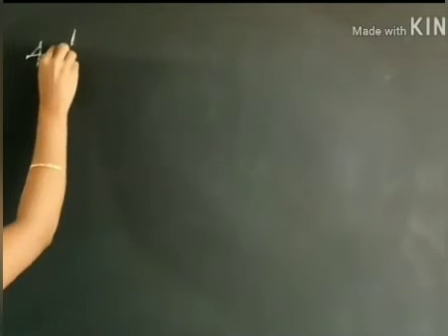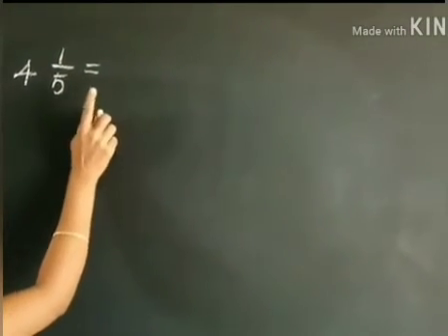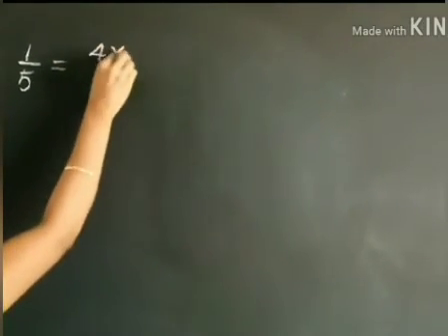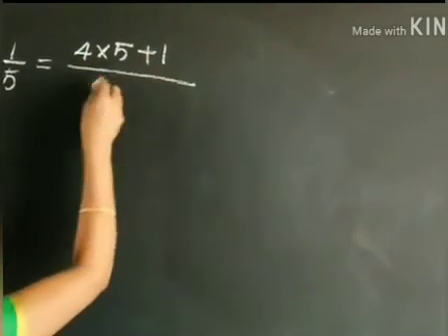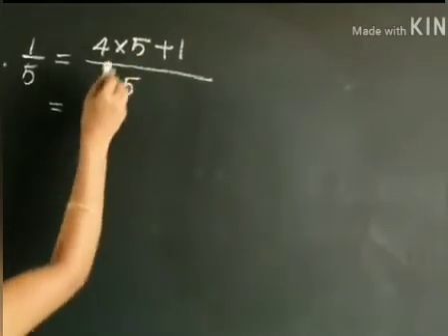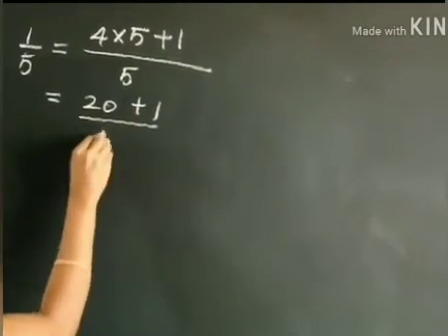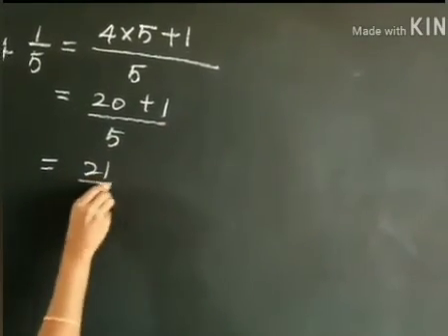So the first mixed fraction is 4 1 by 5. How do you convert it into an improper fraction? Using the formula: whole number into denominator plus numerator, divided by denominator. 4 5s are 20, plus 1, divided by 5, which is equal to 21 divided by 5.